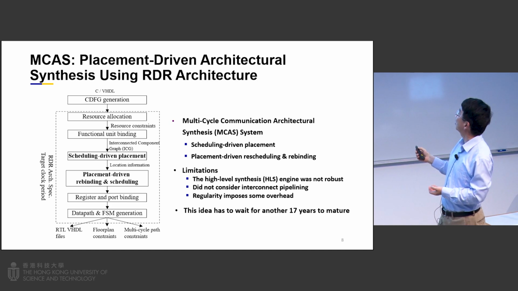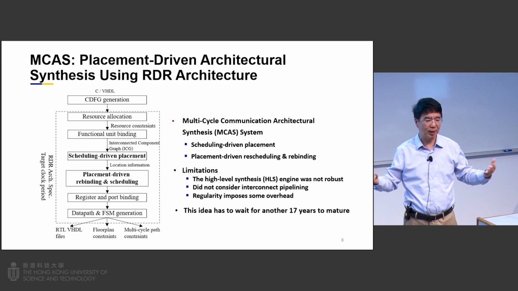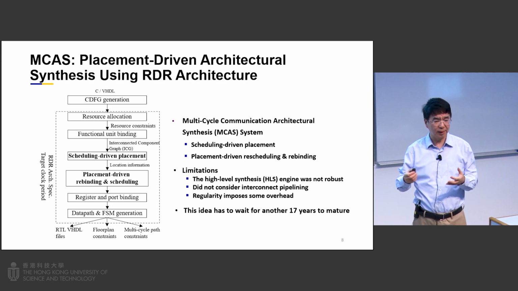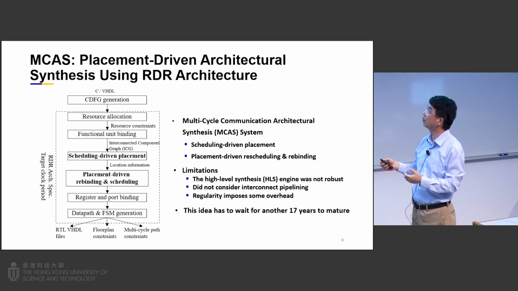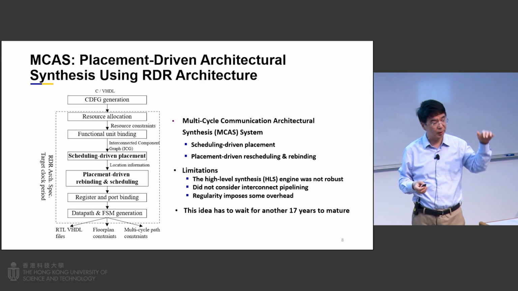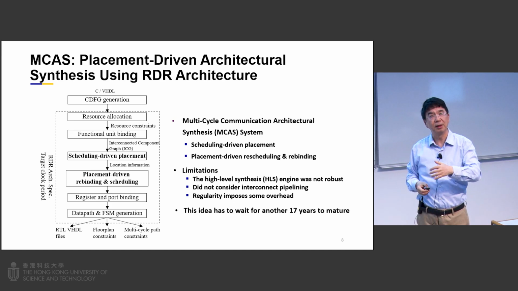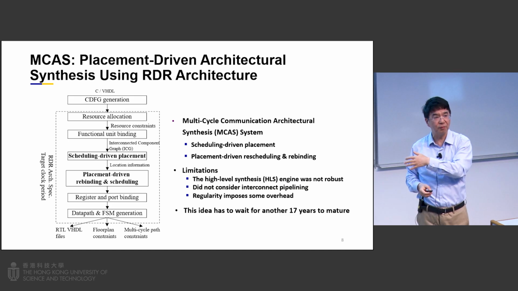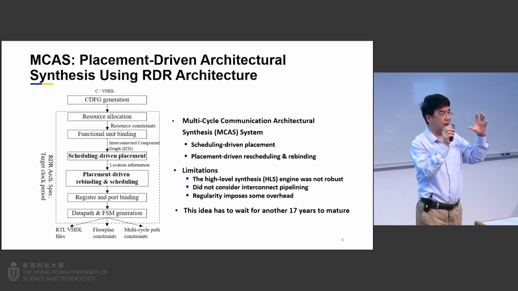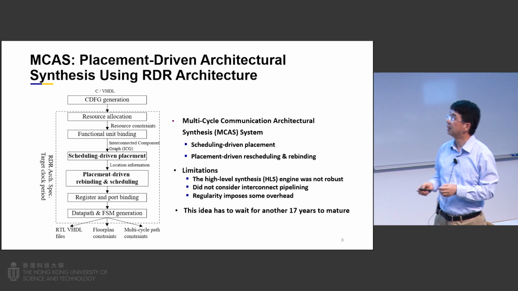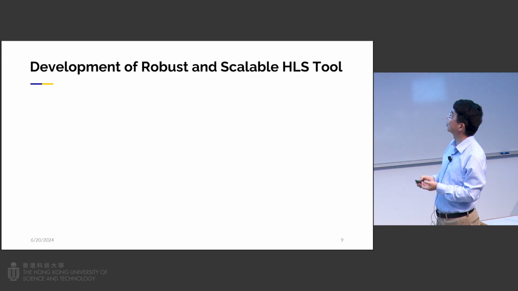So what's the problem? First, we were using this high-level synthesis engine we developed based on a compiler out of Stanford. It's a good compiler, but it's not very robust. Not all the designs can pass, so that's already a problem. But the second, maybe bigger problem, is that the registers hold signals for multiple clock cycles. We did not consider pipelining the interconnect. You can actually have registers in the pipeline. And also, this regularity, having that regular structure, is nice, but it has more overhead. So this idea has to wait another 15, 20 years to come back.